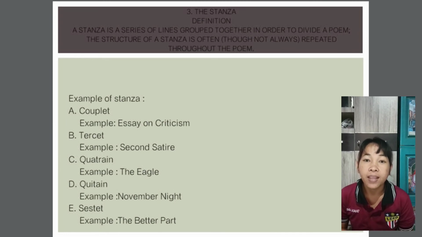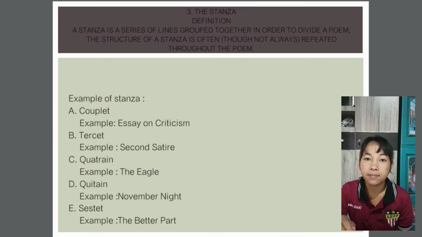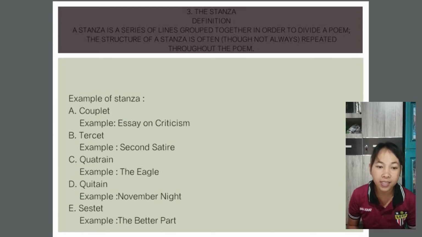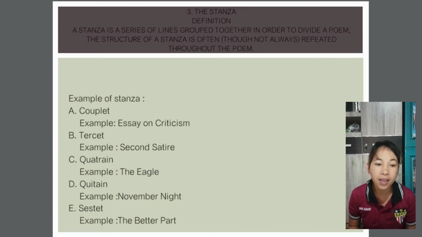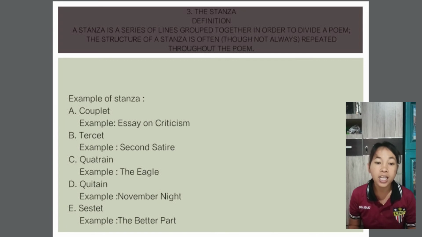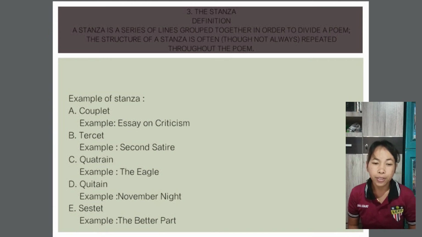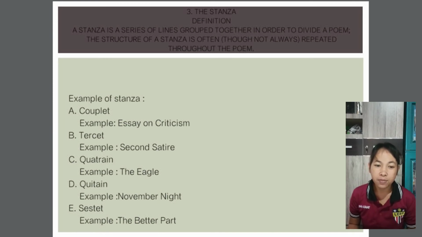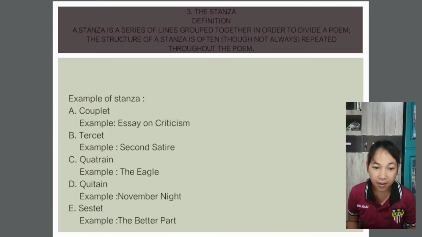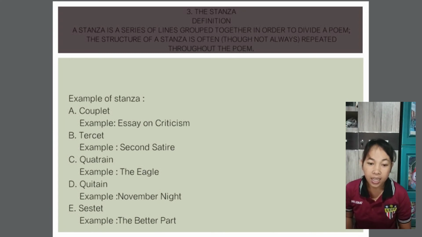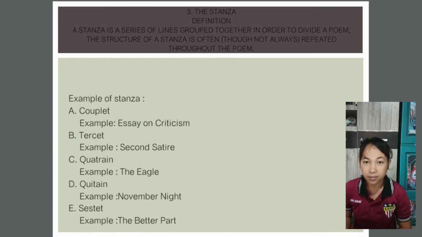Okay, next about tercet. A tercet comprises 3 lines following the same rhyming scheme, A, A, A, or have a rhyming pattern A, B, A. For the example, the first one is Second Satire by Thomas Wyatt, and then the second example is The Eagle by Alfred Lord Tennyson. Okay.